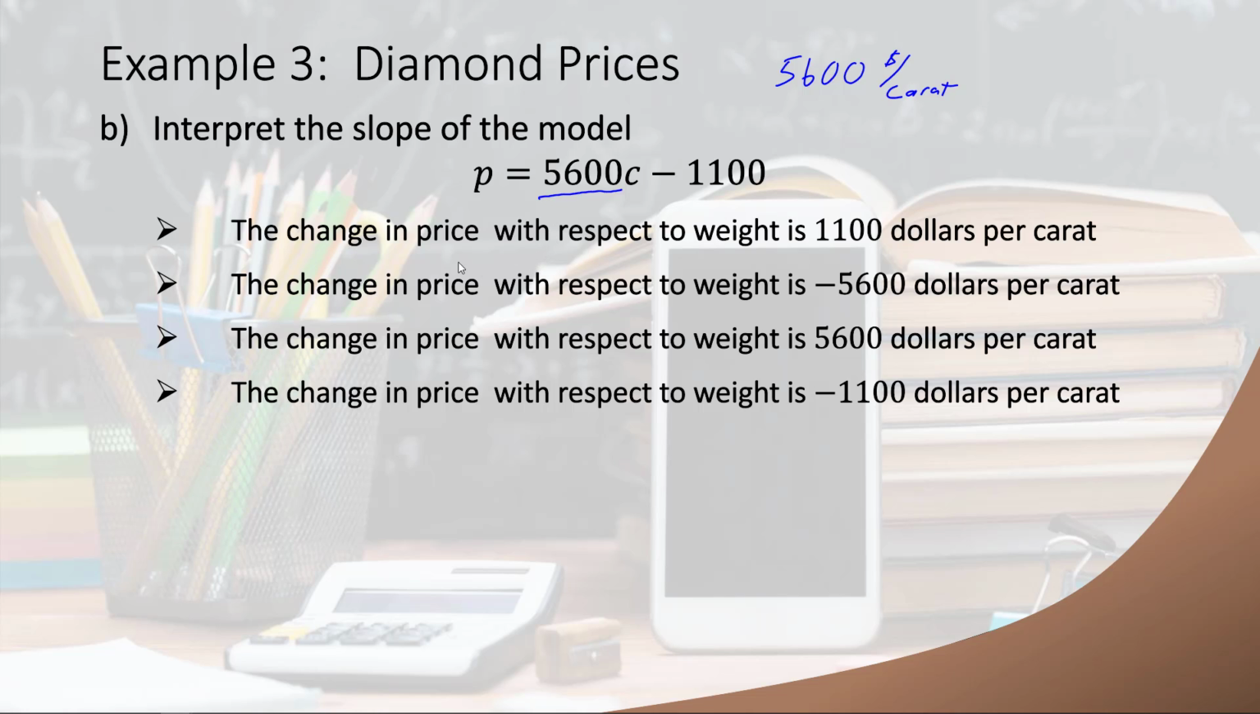Is the change of price with respect to weight $100,000 per carat? The answer is no, because this is the y-intercept, so this is out. Is the change in price with respect to weight negative $1,100 per carat? The answer is no, because once again, that's the y-intercept. Is the change in price with respect to weight negative $5,600 per carat? No, because that says that if you increase the size of your diamond, the price is going to go down. So this is obviously wrong. Since the slope is positive, this has to be the answer.